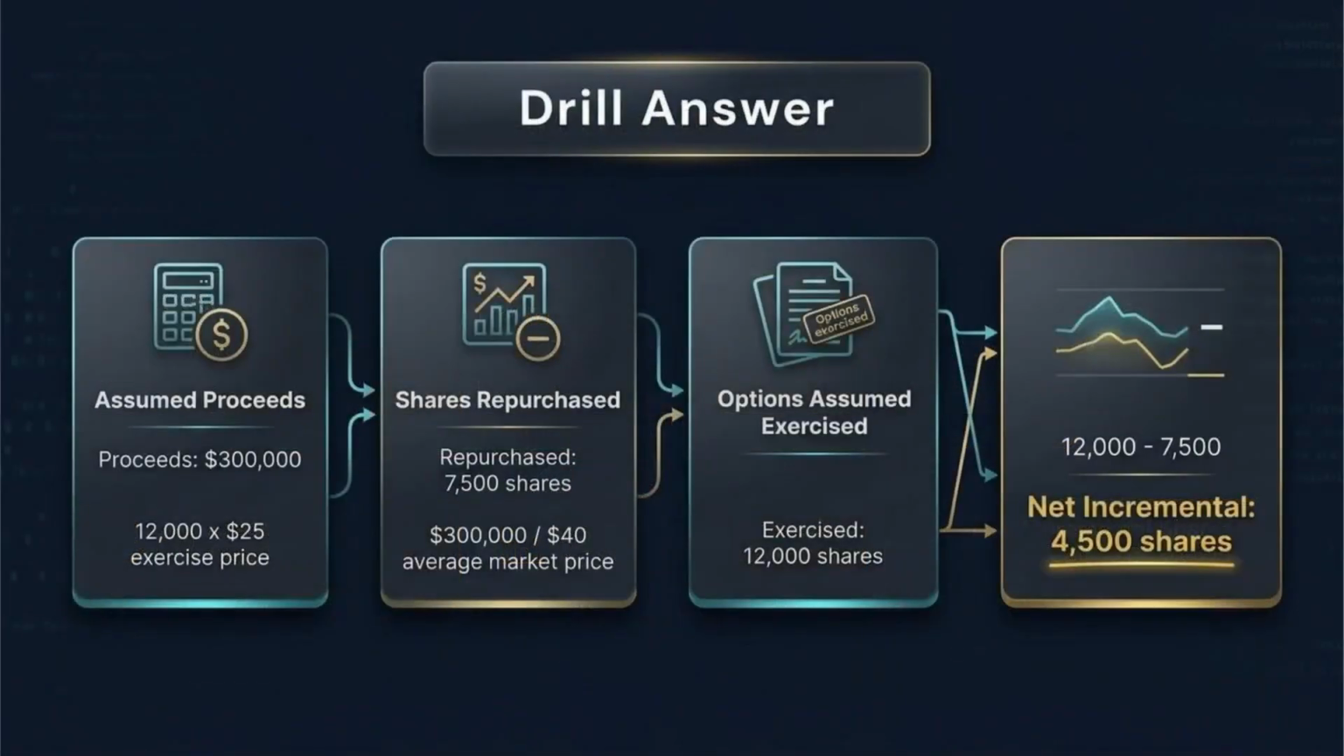The assumed proceeds are 12,000 multiplied by $25, or $300,000. At an average market price of $40, those proceeds repurchase 7,500 shares. The options assumed exercised are 12,000 shares, so incremental shares are 12,000 minus 7,500, which equals 4,500. Only 4,500 shares enter diluted EPS, not all 12,000.